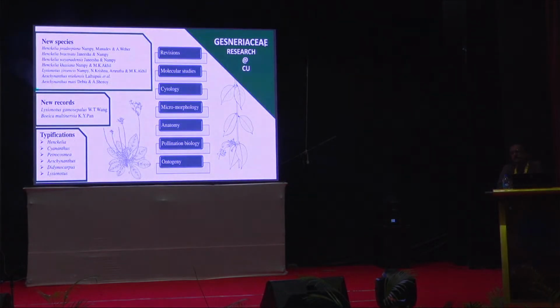So this is the research we have undertaken so far at Calicut University. We have been working on this plant group since 2013. We have undertaken the revision of this family in southern India, as well as an integrative approach involving molecular, cytology, micromorphology, anatomy, pollination biology, as well as ontogeny of different plant species. So far we have described several species in Epithema, a few species in Didissandra and a few species in Eskinanthus, and a few new records, new typifications, etc.